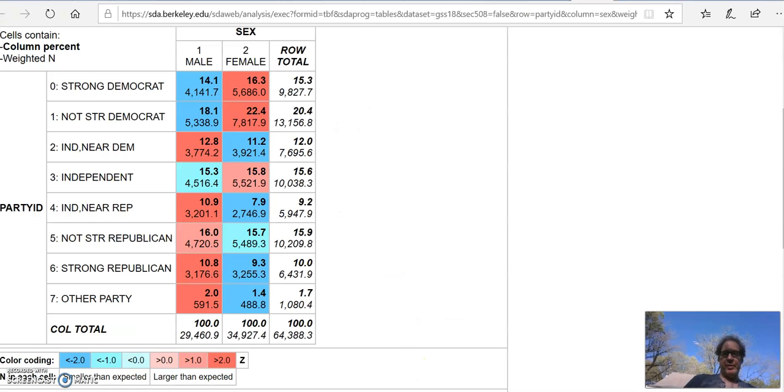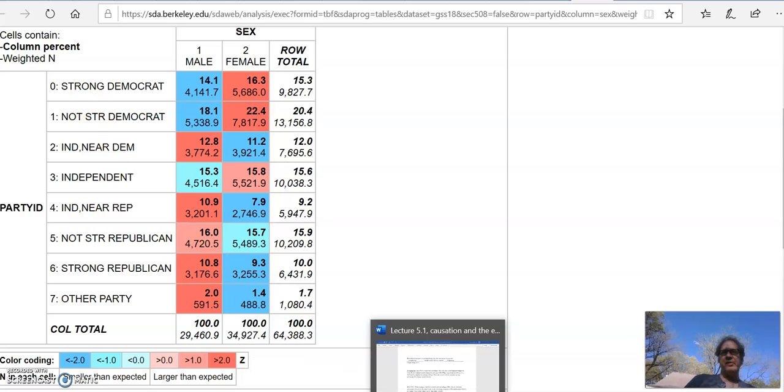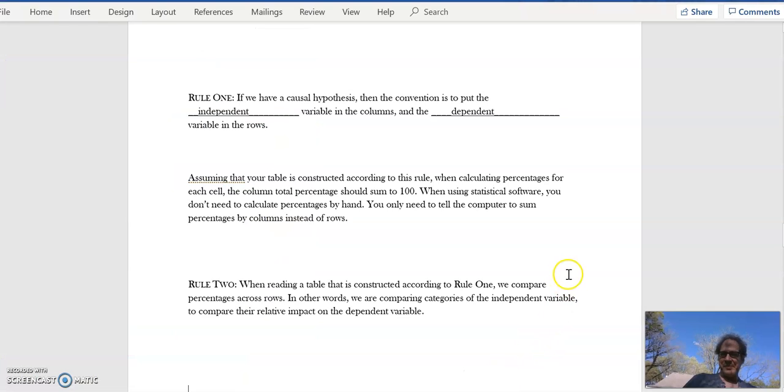So you can see that sex is my independent variable, and that goes in the columns. The column headers are for sex. The dependent variable is party ID, and that goes in the rows. That's rule 1. That's just a convention. It's like driving on the right-hand side of the road. You could do it the other way, but it's going to cause you trouble if you do it the other way. So do it the way everybody else does it.